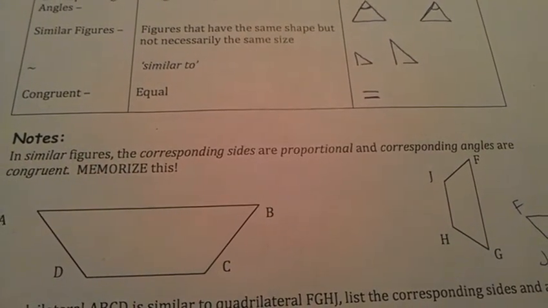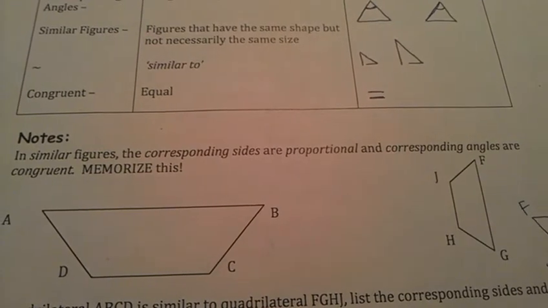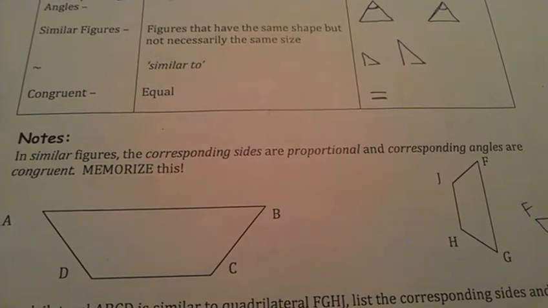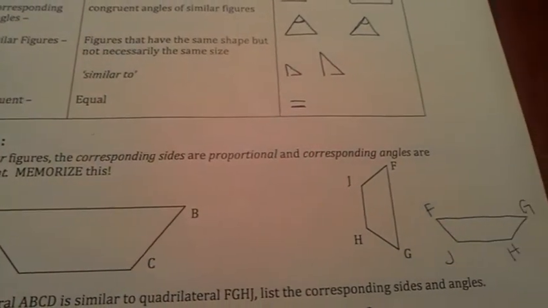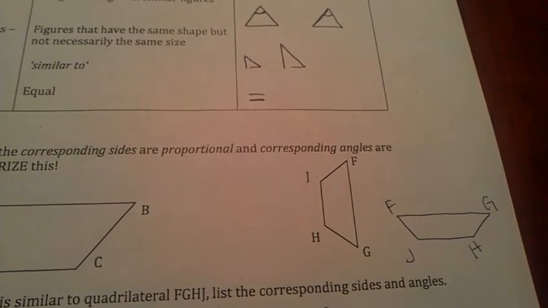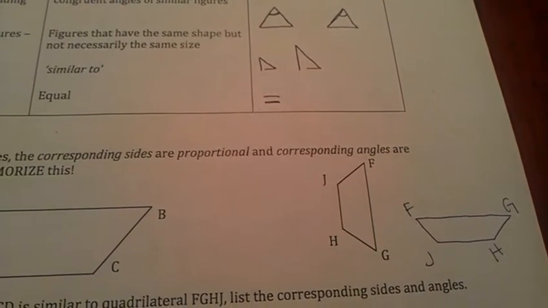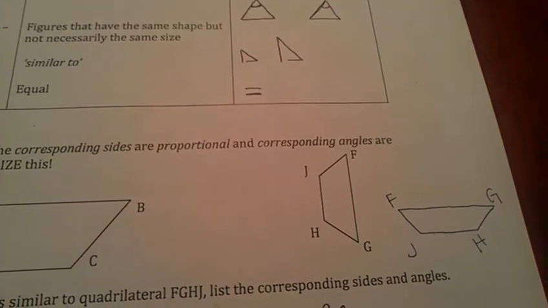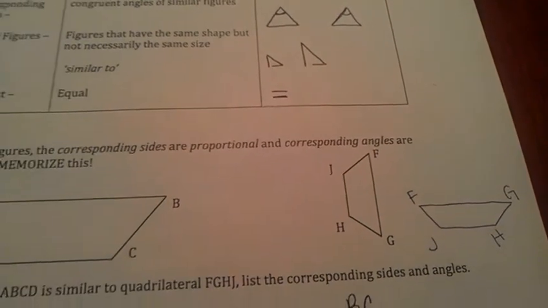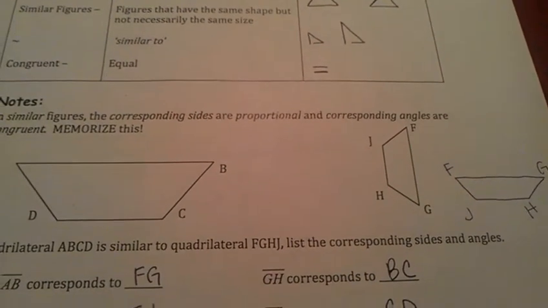Sometimes they give them to you looking like this, and what you should probably do, it's what I do, is I will redraw it looking the same. So I've drawn it over here, put this trapezoid down on its shorter base, and redraw your labels F, G, H, J. And it wants us to just label corresponding sides and angles.